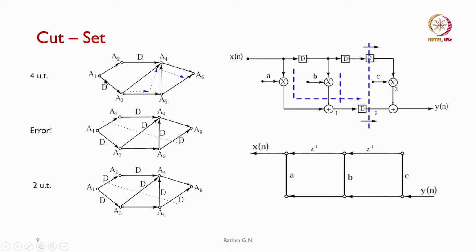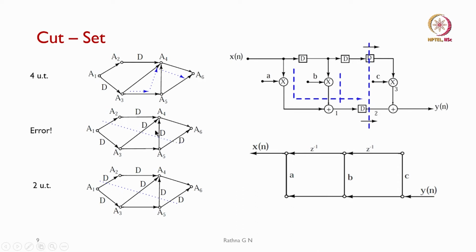So, we said that the longest path delay is the time taken to compute our output. So, in this case it is going to take 4 units of time. So, what we are going to do is put a cut set. We said that it is only in the feed forward path that we can have the cut sets, and as it shows there is an error.